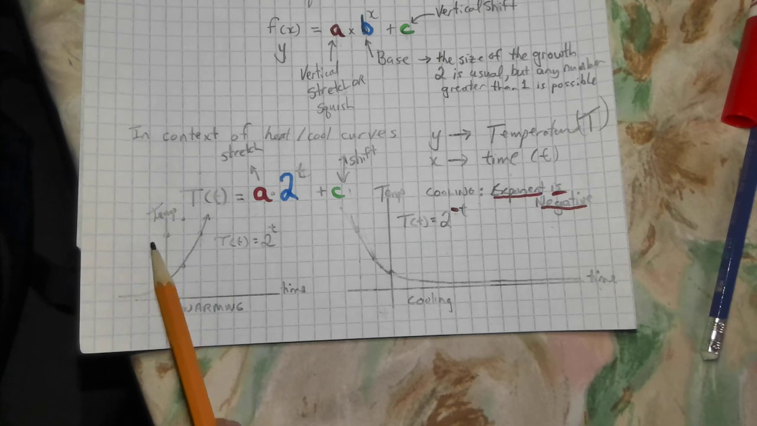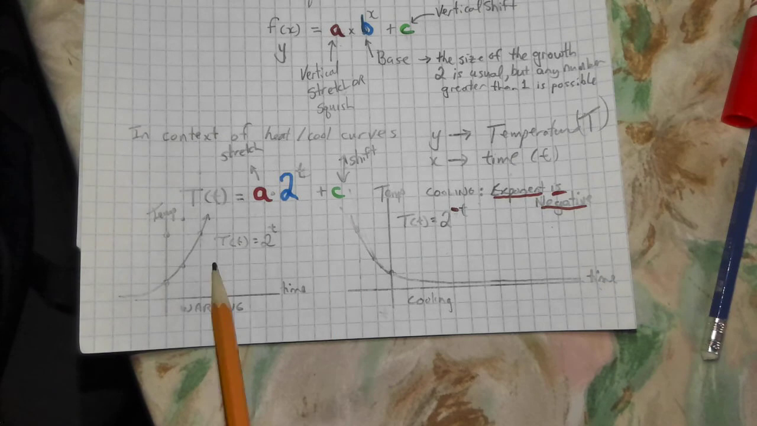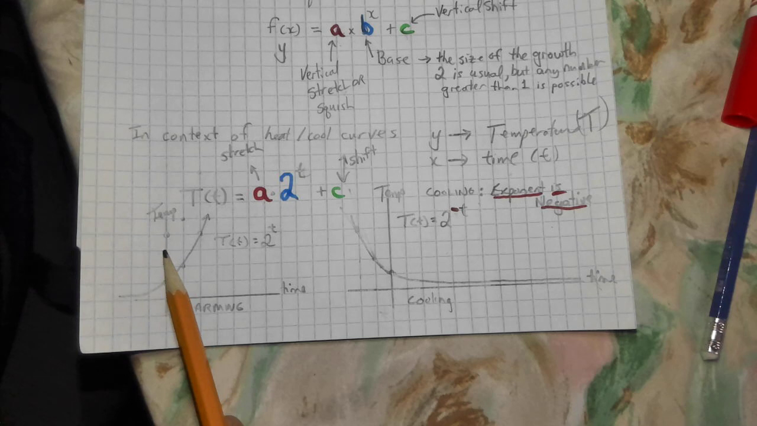If you want to shift the curve up and down, you use C for that. So C would move the curve either up or down. And what it would do is give you a different initial start point as well.